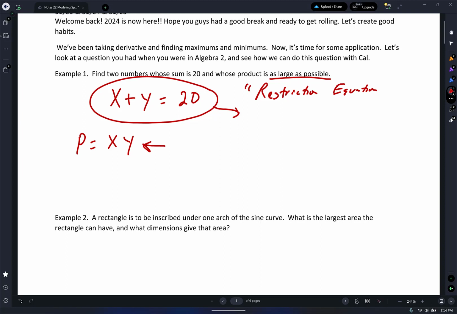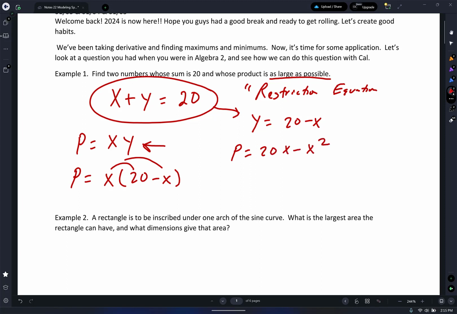I get it. What you do is you take your restriction and you solve for one of the variables. It doesn't matter which one, but you guys usually like to solve for x or to get y by itself, right? So y equals 20 minus x. So that means my product is the same thing as x times 20 minus x. And then what I would do is just distribute. So my product equals 20x minus x squared. And I think last time maybe we held it like that.